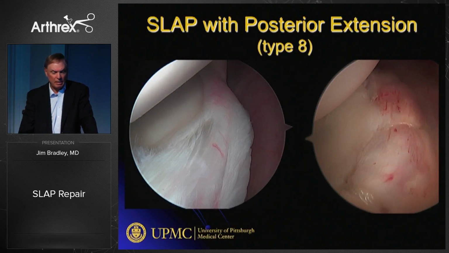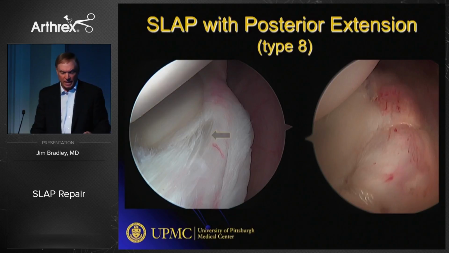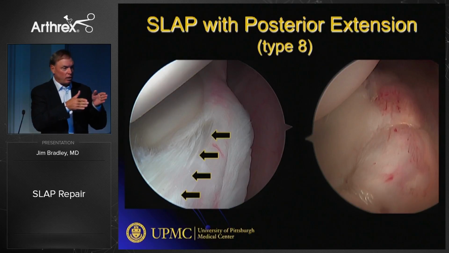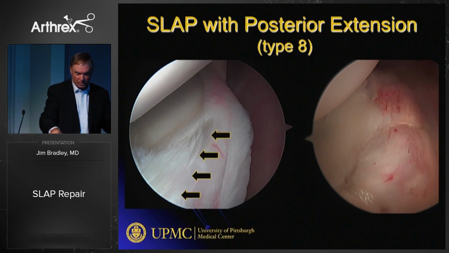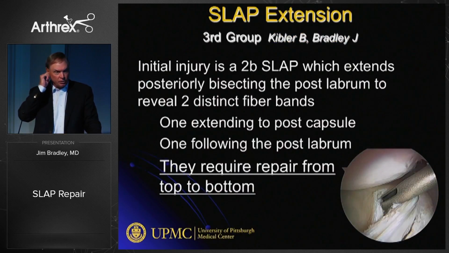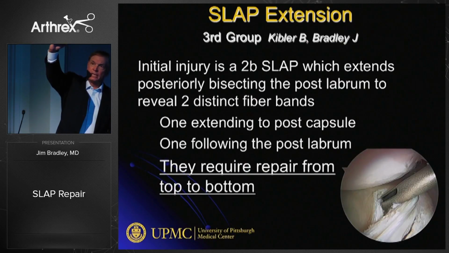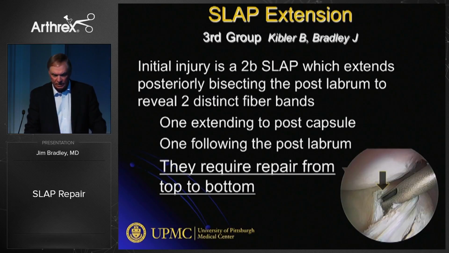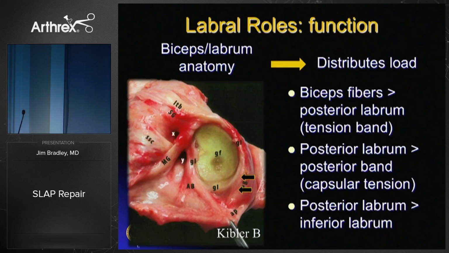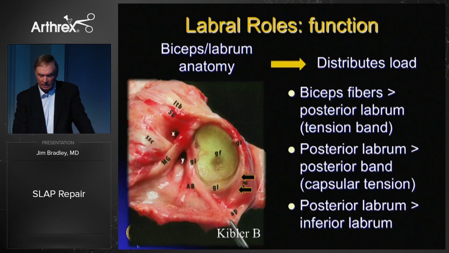I want to say one thing about slap extensions. I want you to know about this. In baseball players, there's a slap extension. It's called a type 8 slap, and they'll split not only at the labral junction, but they split right through the labrum, and this is what I'm showing you. That's the split. If you don't fix both of those, you're not going to help them. So this is a third group Ben Kibler and I talked about in our instructional courses. So you initially get a 2B slap on the top, and then it splits the labrum. Well, why does it split the labrum? Because there's a natural cleavage plane right there. It'll split here, and it'll split there. If you don't fix them both together, that thrower's not going to get better, and you can do it easily with this labral tape.